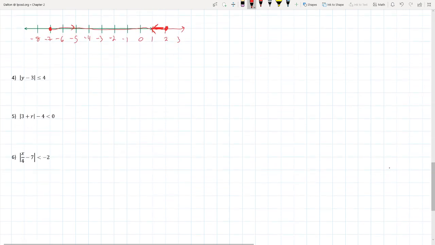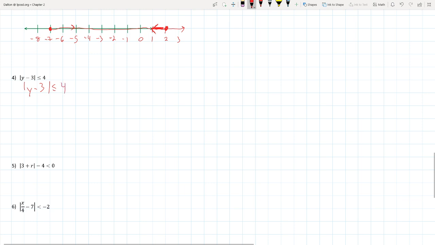Next one, y minus 3 is less than or equal to 4. In doing this, I say, okay, the absolute value is actually by itself already. So if I were just rewriting this again, less than or equal to 4. I can do right off the bat my two equations. So y minus 3 is less than or equal to 4, and we also do y minus 3 is greater than or equal to -4.